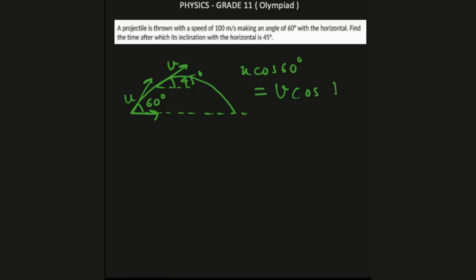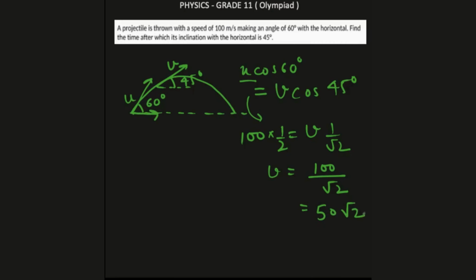velocity, v cos 45. Now u is given as 100, so we can write 100 into 1 by 2 is equal to v into 1 over root 2, or the velocity is 100 over root 2. This can be written as 50 root 2. Now this is the velocity at this point.